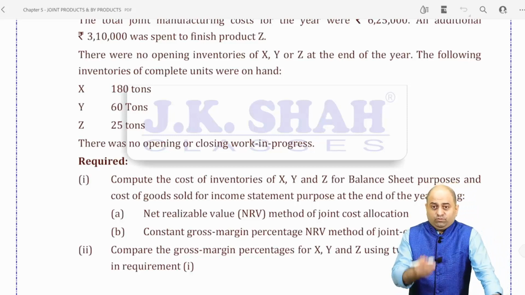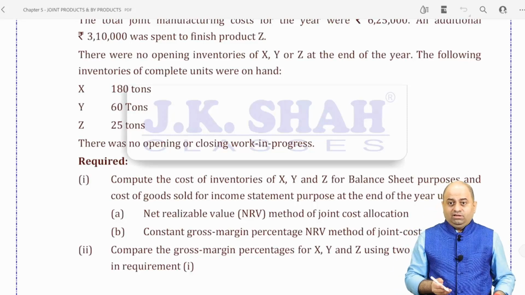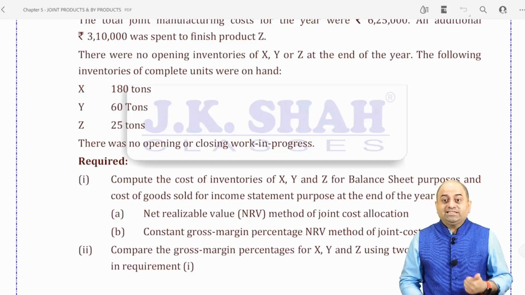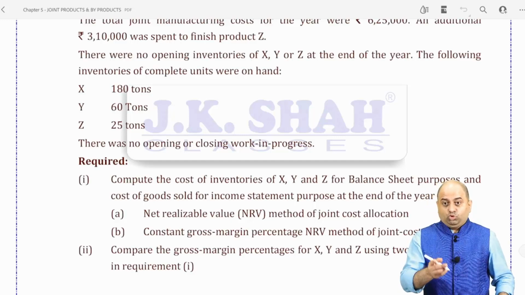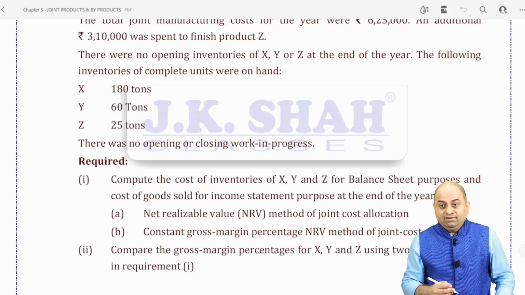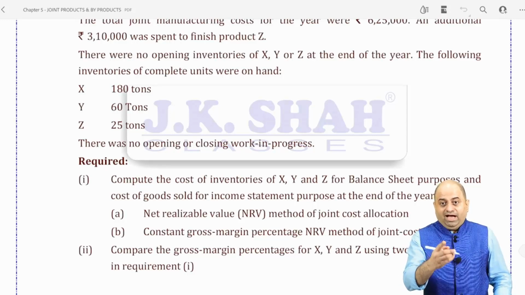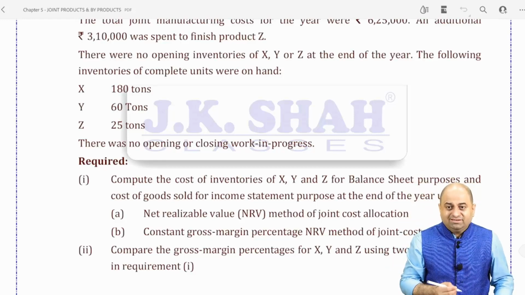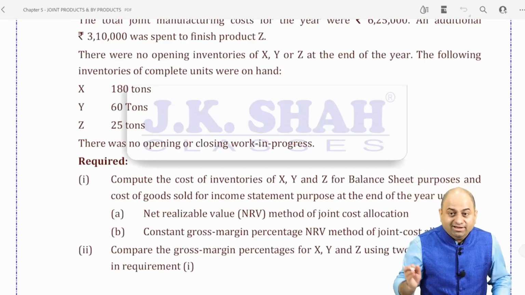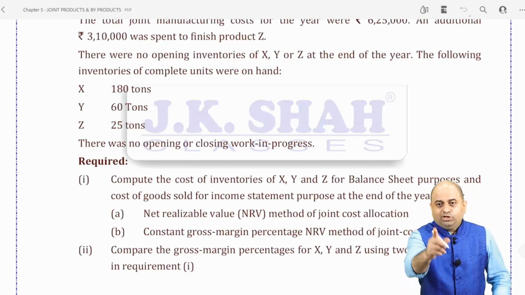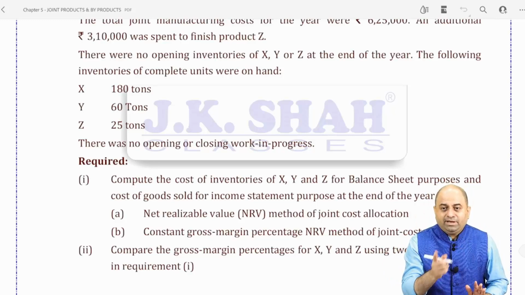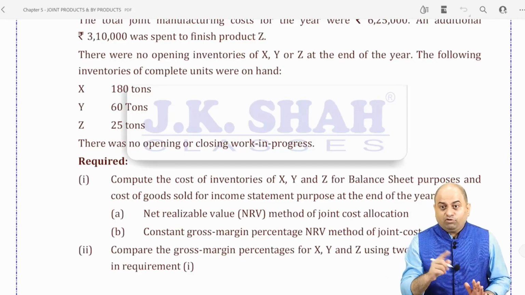And well, if you wish to make this question little smaller, then some tricks I'll offer. First, calculate sales value of both output and sold quantity right at the start, and then they have asked you to find out balance sheet purpose, closing stock, inventory, and so on and so forth. Simply prepare cost sheet. That too in columnar format for both methods.